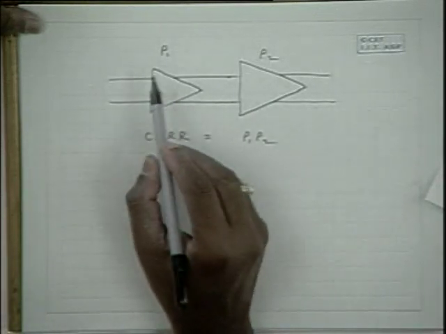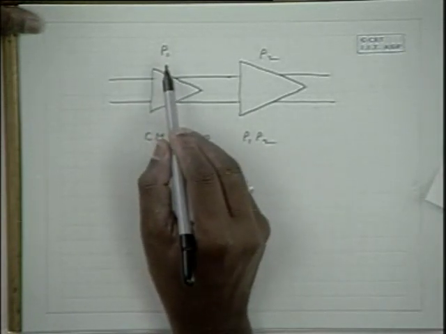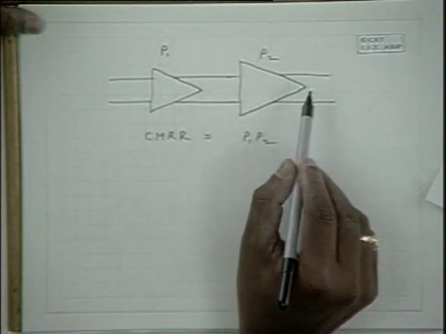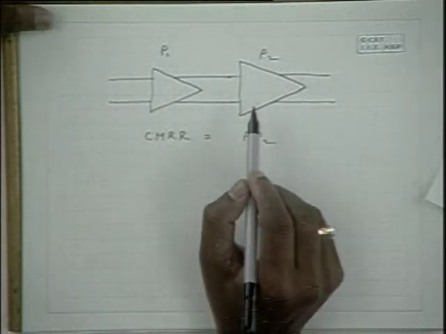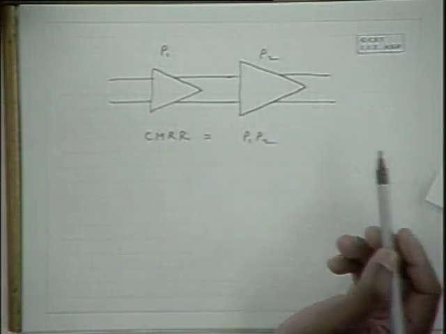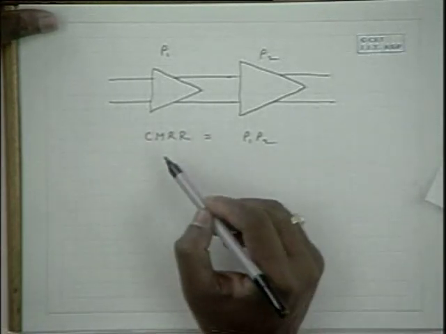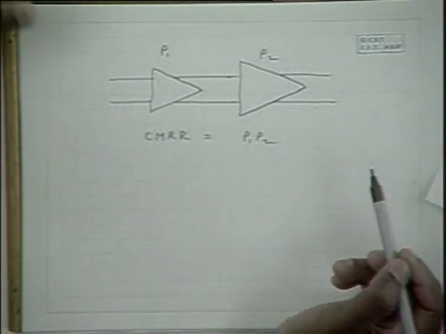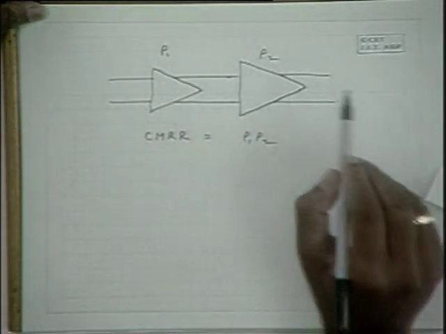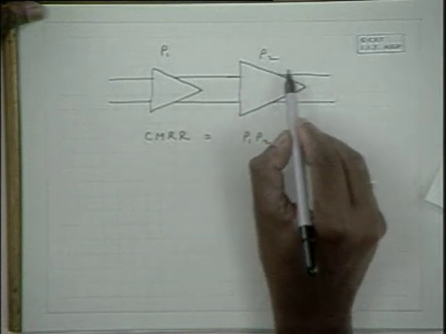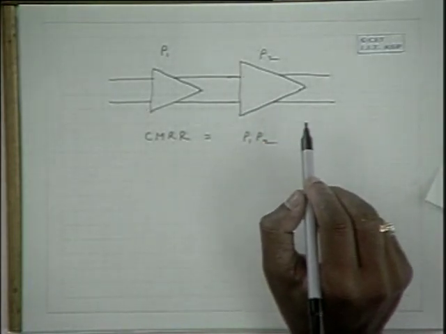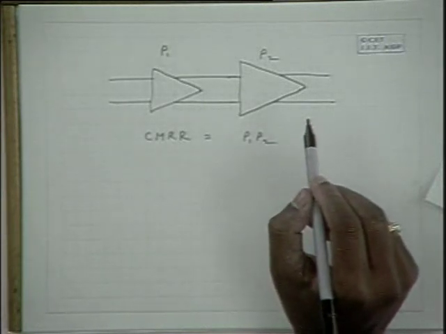And for differential gain, if AD1 is the differential gain here, and AD2 is the differential gain here, you are going to have a differential gain of AD1 into AD2. Similarly, common mode gain of AC1 into AC2. Hence, CMRR of rho 1 into rho 2. So in practice, we use a cascade of several such circuits to get a differential amplifier with high common mode rejection ratio.